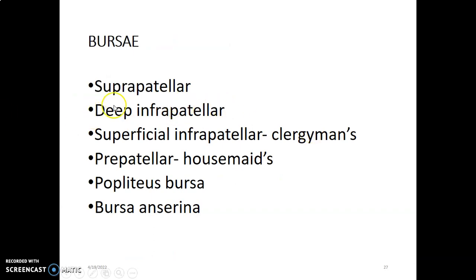Then we have bursae at the knee: suprapatellar above the patella. Then infrapatellar bursa, we have 2, the deep and the superficial. Clergyman's knee is caused by inflammation of the superficial infrapatellar bursa. The way people kneel down as they pray, the superficial infrapatellar is inflamed. Then we have housemaid's knee, when the prepatellar bursa, as a housemaid is on their knees brushing the floor, the prepatellar bursa gets inflamed. Prepatellar bursitis in housemaid's knee. Clergyman's bursitis, superficial infrapatellar bursa that is affected.